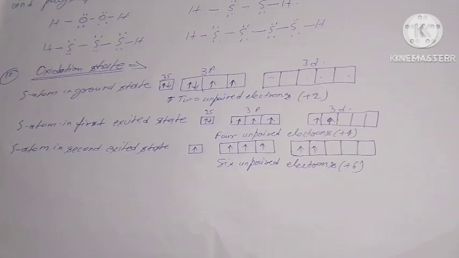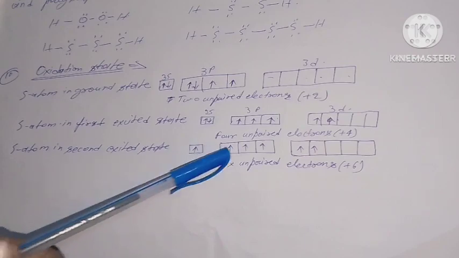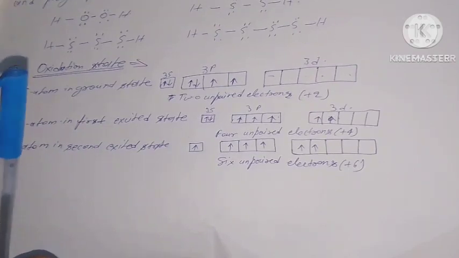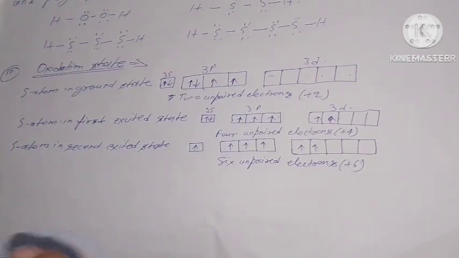Sulfur atom in second excited state: 6 unpaired electrons. Important oxidation states other than -2 for other elements are +4 and +6.